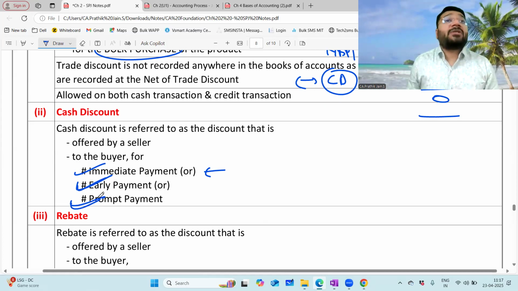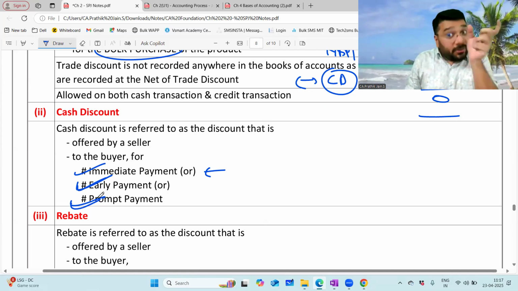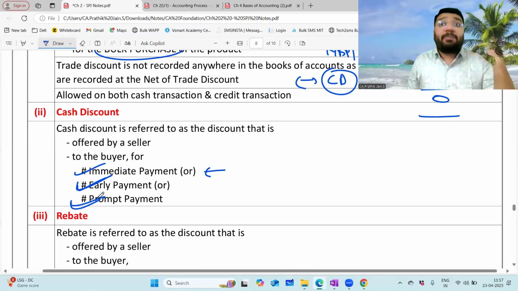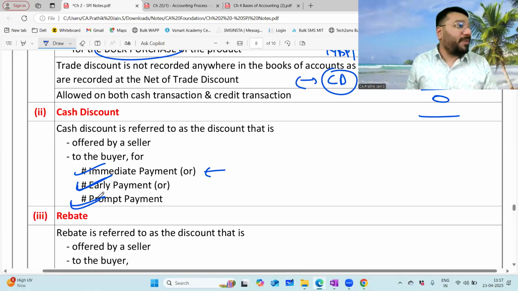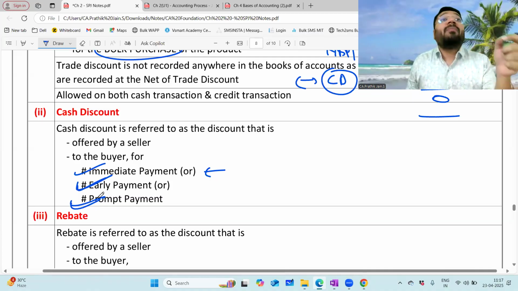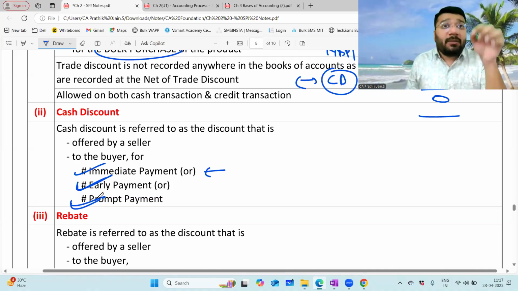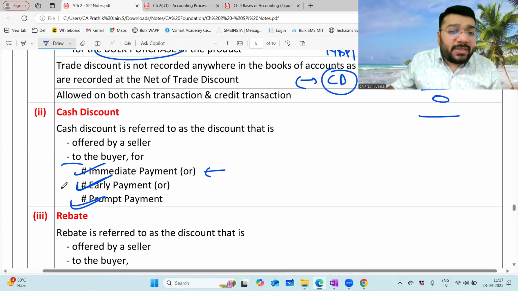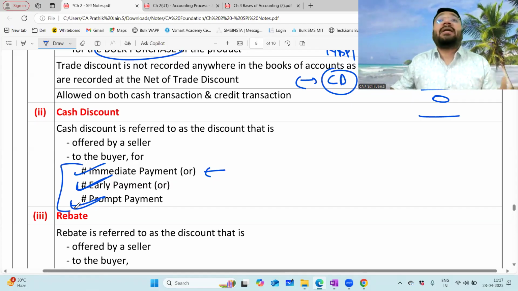Or prompt payment means what? You agreed a due date. On that due date, you want him to pay the money. For that, you are giving a discount. Because this person has got a background that whenever a due date is committed, on that day he does not make the payment. So to ensure that this person makes the payment on the due date, you are offering him a cash discount. So to make the prompt payment. Prompt payment means the payment to be done on the agreed date. That is called as prompt payment. So to induce these kinds of payments, you offer a special discount called as cash discount.